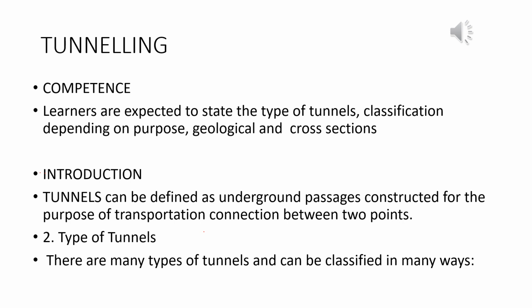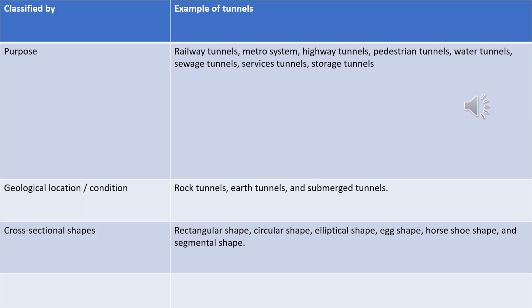Tunnels can be classified according to various purposes, according to various ways. Number one is by purpose. When you talk of by purpose, the examples can be railway tunnels, metro system, highway tunnels, pedestrian tunnels, water tunnels, sewage tunnels, sewer tunnels, storage tunnels. By geographical locations or conditions: rock tunnels, earth tunnels, submerged tunnels. And then the third one, by cross-sectional shapes: rectangular, circular, elliptical, egg shape, horseshoe, and segmental shape. Those are the ways through which one can classify the tunnels.